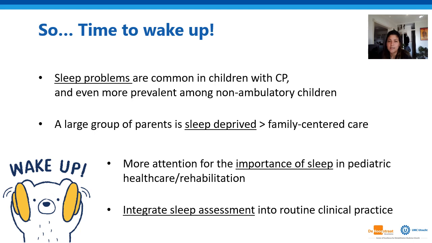So, in conclusion, sleep problems are commonly reported in children with CP, and these children are more likely to have sleep problems than their typically developing peers. Sleep problems occur in children of all GMFCS levels, but non-ambulatory children appear to be more severely affected by sleep problems both in frequency and in number. In addition to child sleep problems, a large group of parents reports feeling sleep deprived, and therefore sleep problems in children with CP should be approached in a family-centered manner with consideration for parental sleep too.